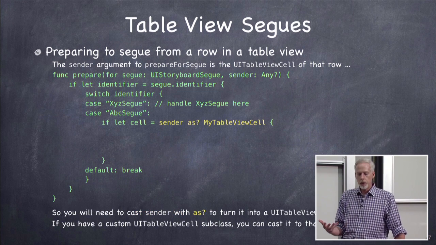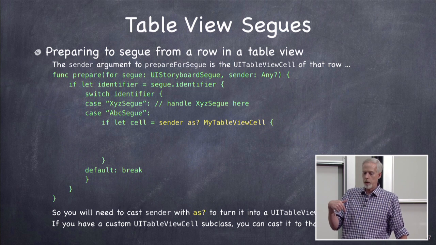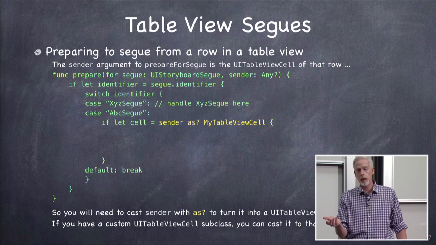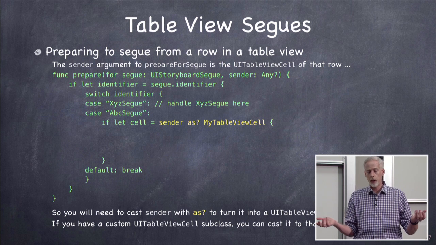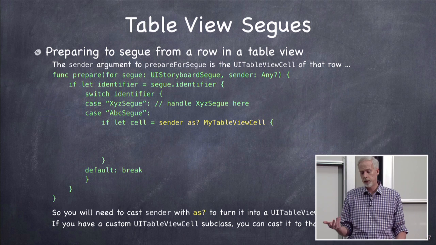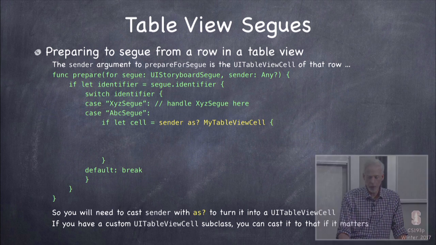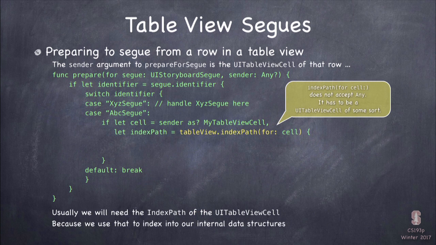So the first thing you're going to want to do is convert the sender to a table view cell, and specifically to your subclass of table view cell if you have a custom cell, in case you want to do anything that's specific to your table view cell. If not, then you can just do it to UI table view cell. And then you want to get the index path of that cell so that you know what row you're segueing from. Because every row, you can click on it, it will segue.